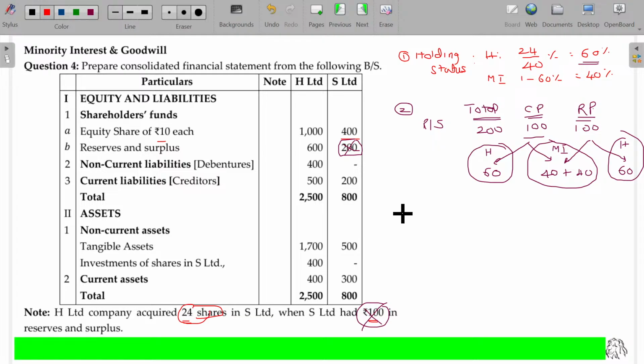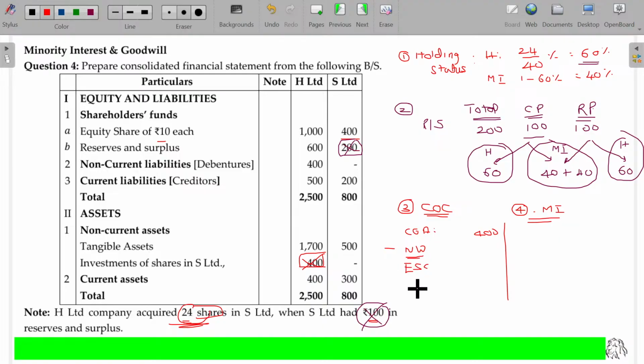And steps number 3 and 4. One is all about cost of control. Another one is all about calculation of minority interest. Cost of acquisition of the shares in the subsidiary company by a holding company: the 24 shares purchased for how much? For 400 rupees. Once I have taken it, it will be cancelled. This 400 rupees is paid for the net worth of S Company Limited.